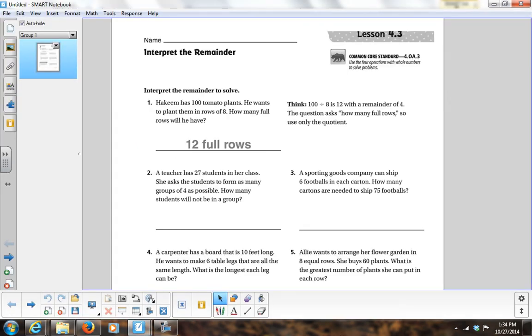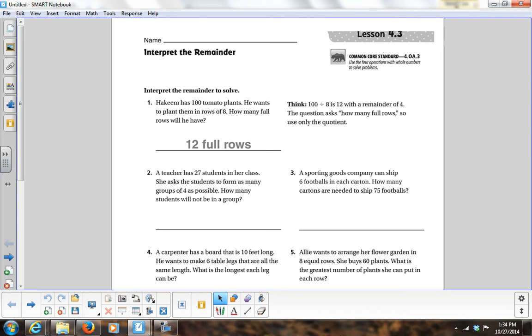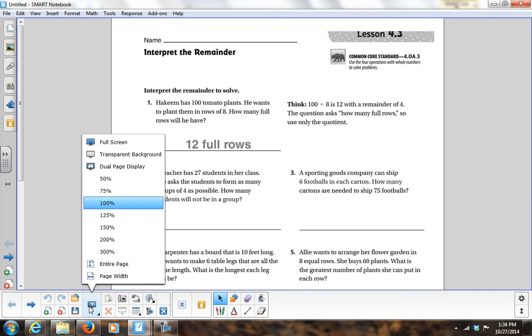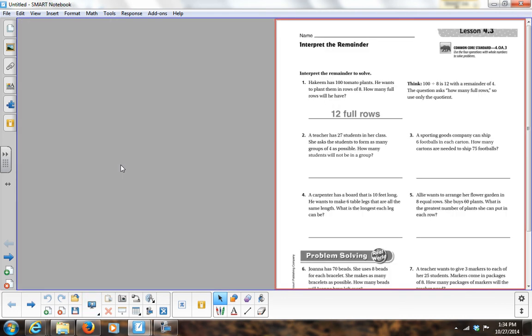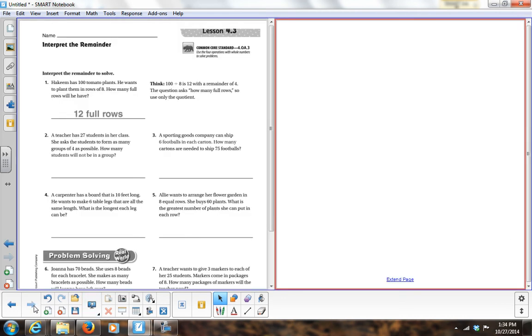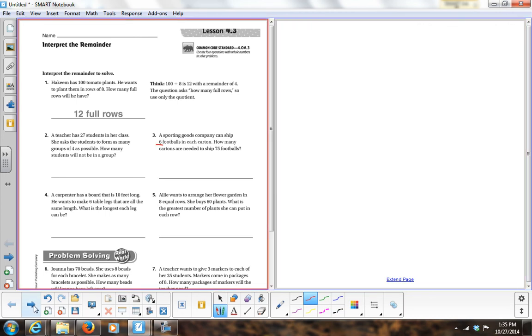All right. So looking at our homework, we'll do number 3 together. All right. So number 3 says a sporting goods company can ship 6 footballs in each carton. How many cartons are needed to ship 75 footballs?